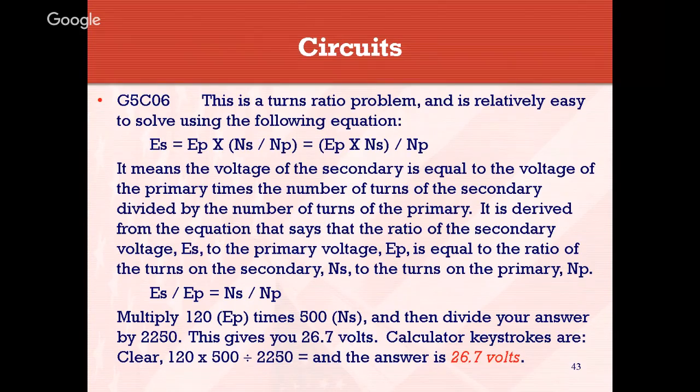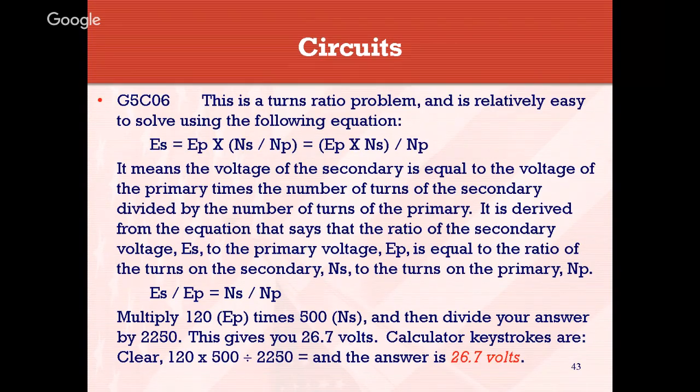So in this particular question, it is a turns ratio problem, and it is relatively easy to solve by using the equation shown here. It simply means the voltage of the secondary is equal to the voltage of the primary times the number of turns of the secondary divided by the number of turns of the primary.